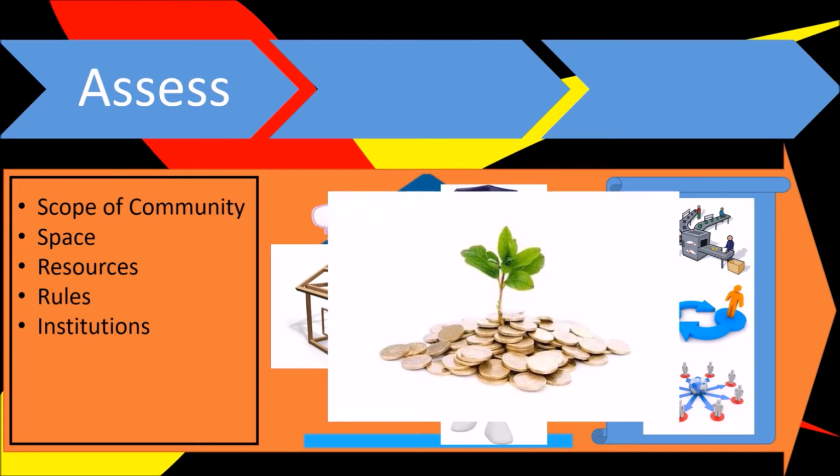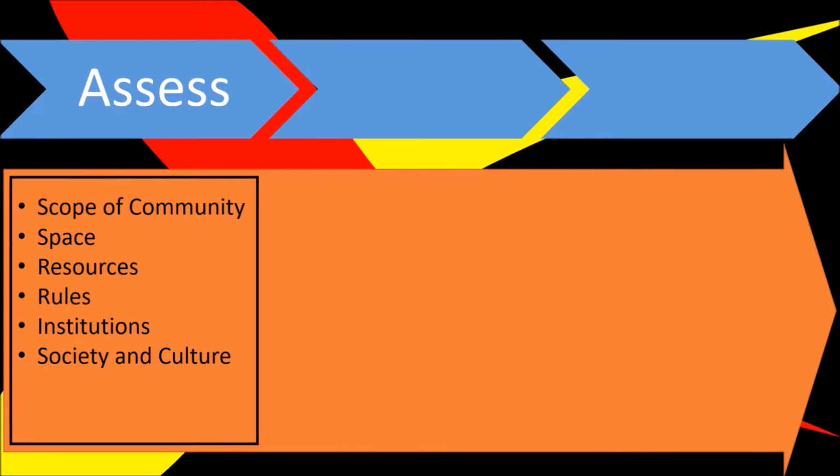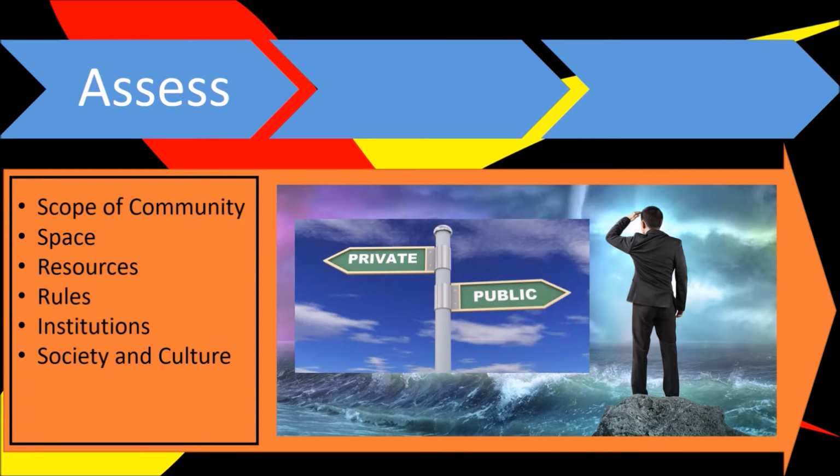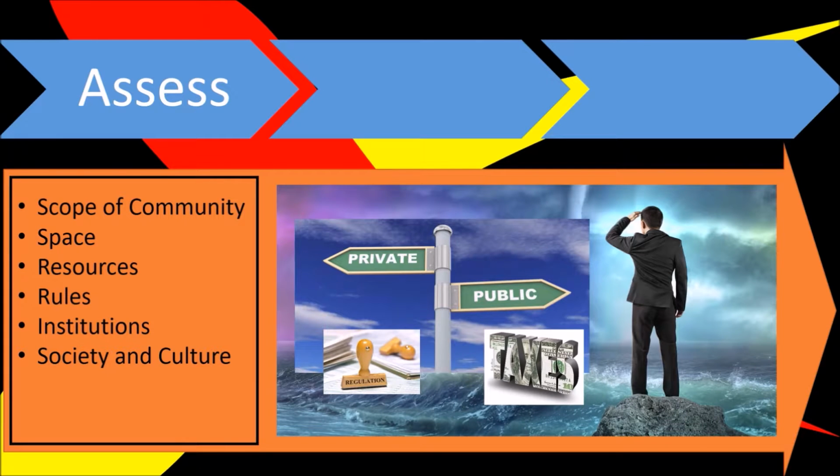Next, we look at society and culture, and this mainly pertains to the business climate within the community, which in a very narrow sense is the relationship between the private and the public sector in terms of taxes and regulations and financial institutions. But let's look at this more in the specifics of community economic development.